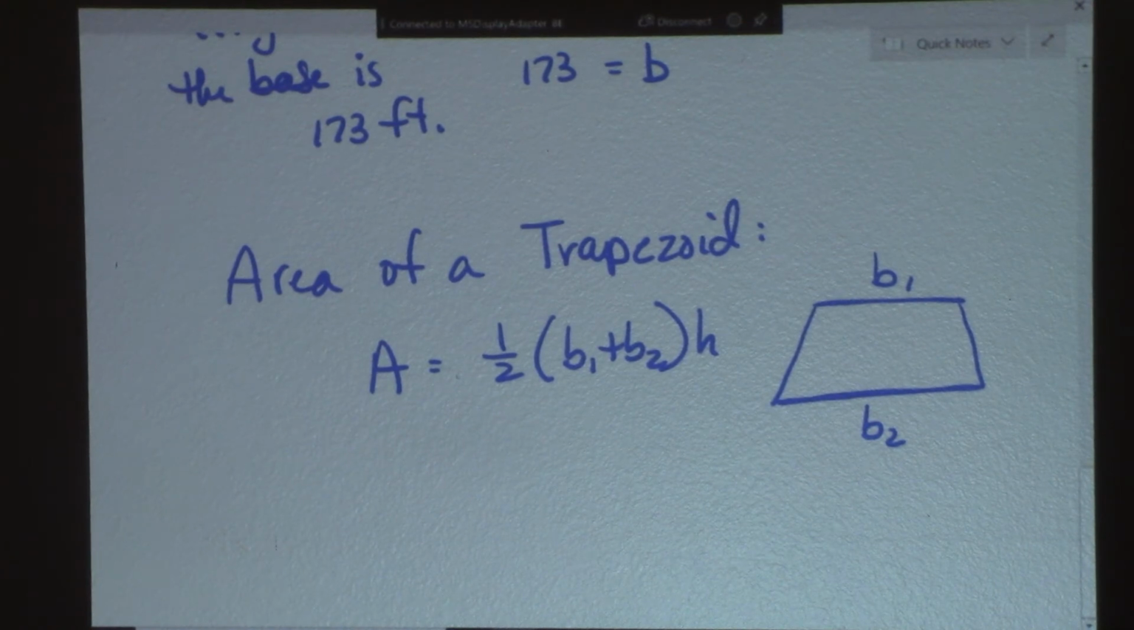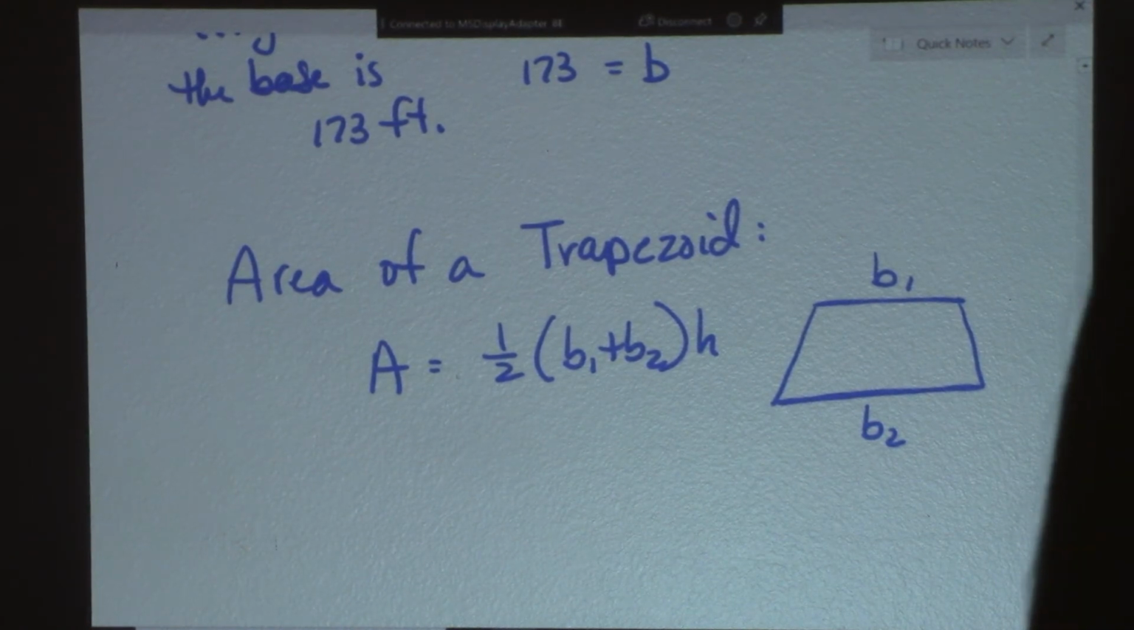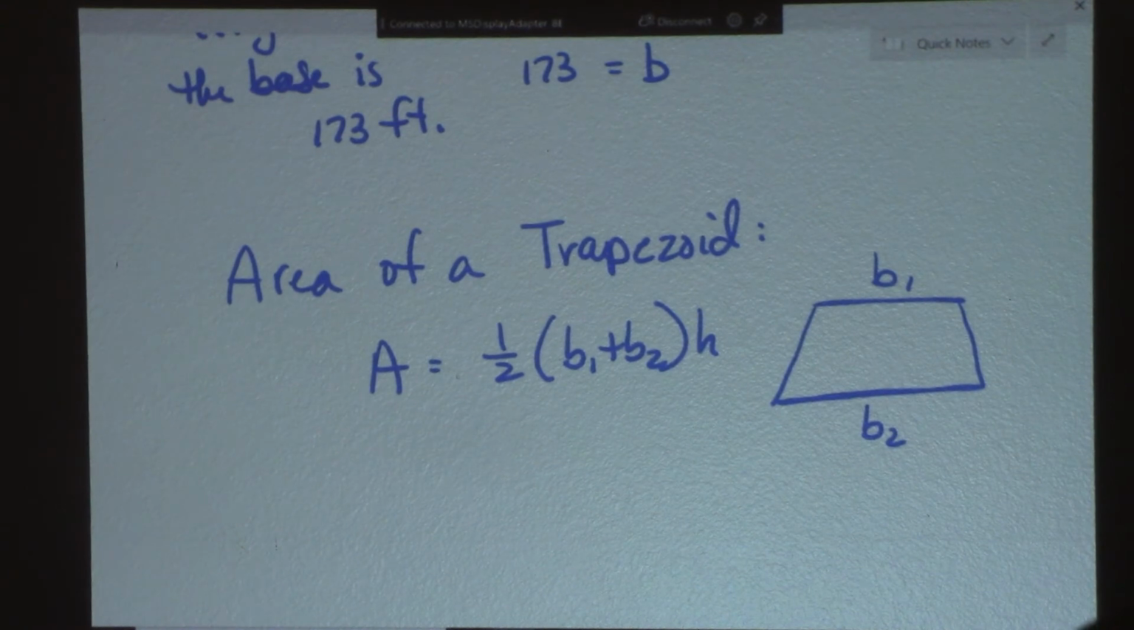So one base is different than the other base. If they were the same, then I would have either a rectangle or a parallelogram, which I don't. So they're different, and the height is this perpendicular distance. Make sure it's not the slant. Not the slant. The height is the perpendicular distance. So this is my formula. So what I do is I put the two numbers in, add those, and then I multiply by 1/2 and by the height. So let's look at a real example.